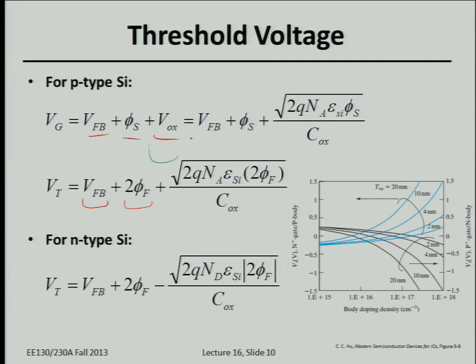The voltage dropped across the oxide is equal to the depletion charge at threshold over the oxide capacitance. So it's like Q equals CV, right? So V, the voltage drop across the oxide, is just equal to Q over C, right? So it's the depletion charge, the total charge per unit area in the silicon, divided by the oxide capacitance per unit area. So it's charge per unit area divided by capacitance per unit area. That gives you the voltage drop across the oxide. Yes?